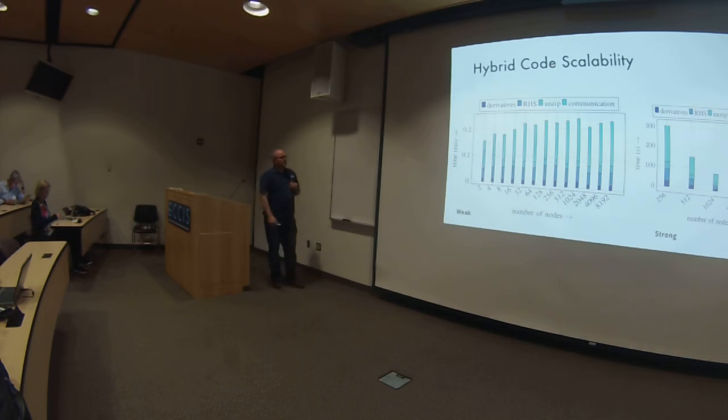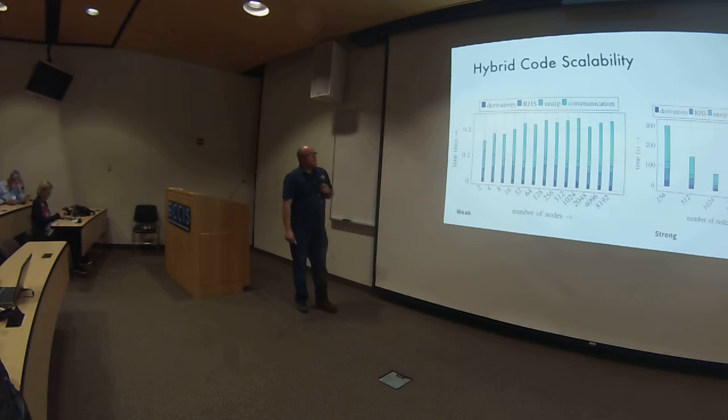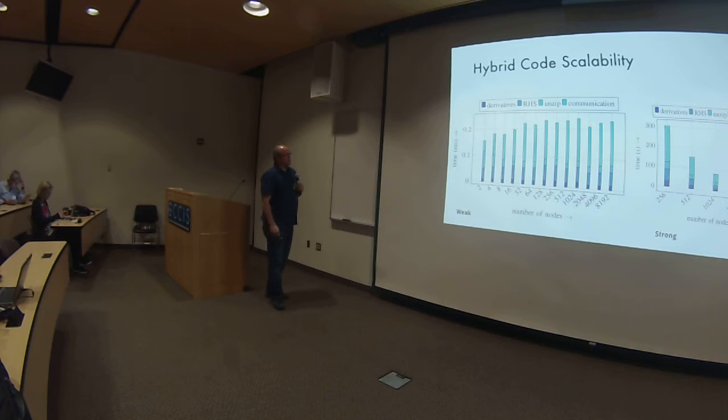And this shows you a plot of the scalability. Using this hybrid code, it runs on both GPUs and CPUs. Again, the different phases of the calculation are highlighted by color, but this is a weak scaling plot up to 8,000 nodes and a strong scaling plot to 4,000 nodes using the hybrid GPU CPU.